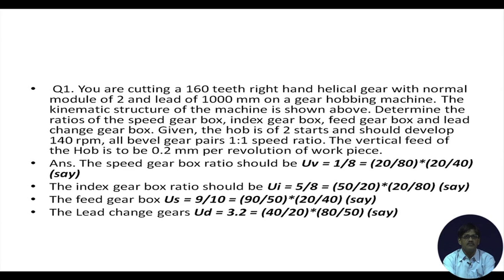Determine the ratios of the speed gearbox, index gearbox, feed gearbox and lead change gearboxes, given the hob is of 2 starts and should develop 140 rpm. All bevel gear pairs are 1:1 speed ratio. The vertical feed of the hob is to be 0.2 millimeters per revolution of the workpiece. Answers are provided. UV should be 1/8, index gearbox UI should be 5/8, the feed gearbox should be 9/10 and the lead change gearbox UD should be 3.2.